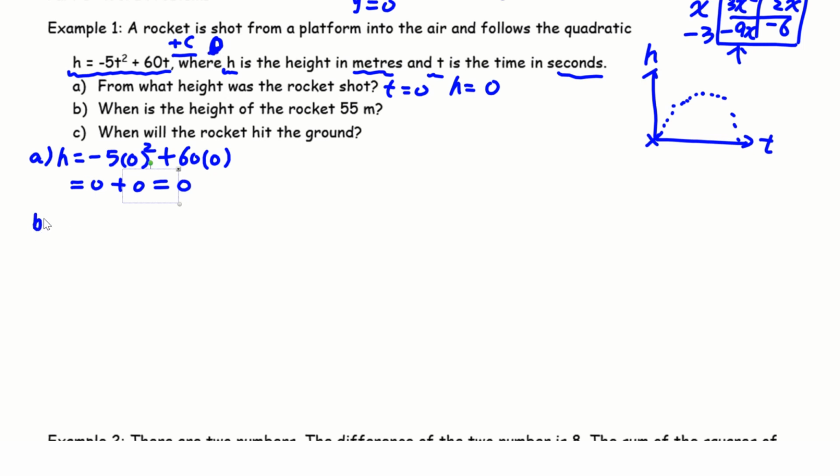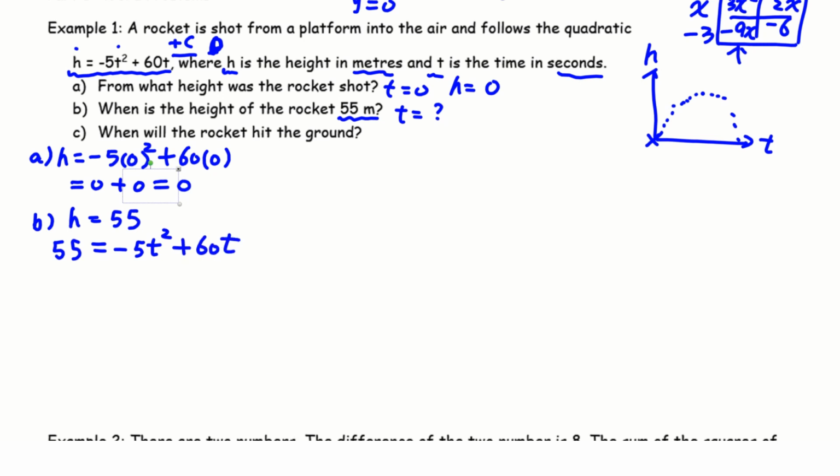So question B. When is the height of the rocket at 55 meters? So this question asks you for the t. And in the given quadratic expression, we have 2 letters. In order to solve for t, we need to have only one variable left. It means h needs to be given. So h equals 55. Sub in to the equation, we have 55 equals negative 5t squared plus 60t.